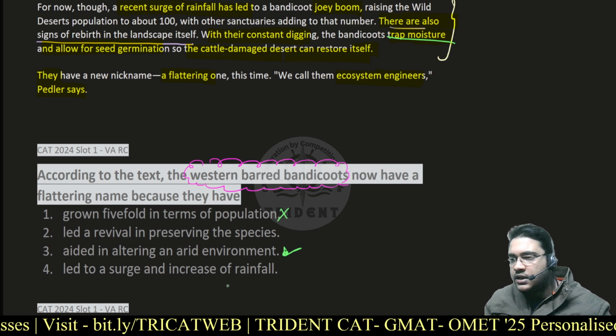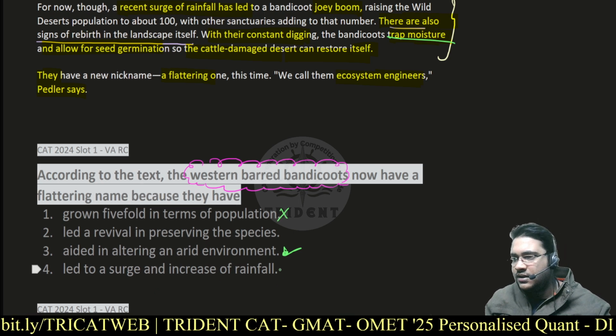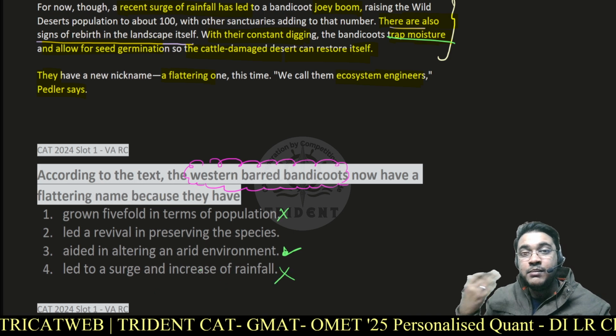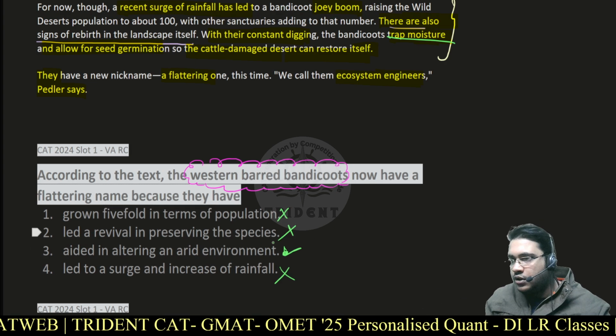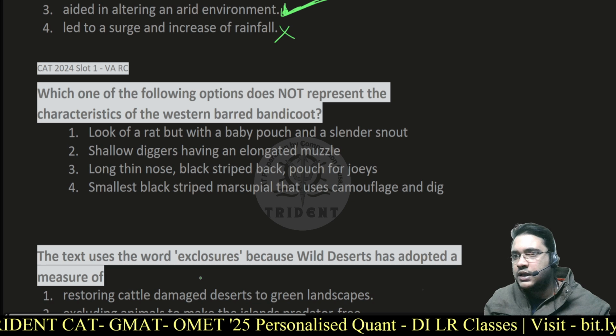Led to a surge and increase of rainfall. They have not in any way helped in rainfall. Rainfall has helped them to grow. So not true, not true. This has to be my answer. Okay, let's go to the next question.